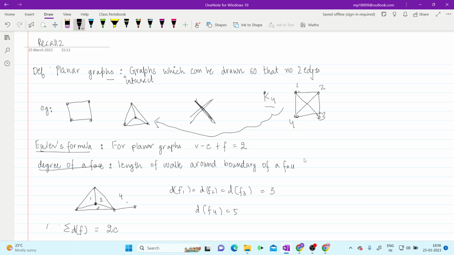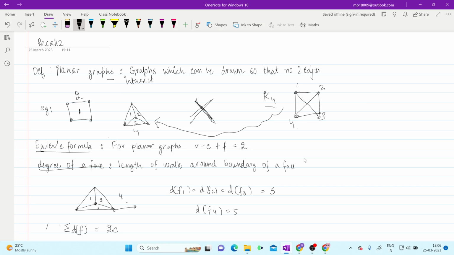We know what vertices are, what edges are. Faces are basically the areas bounded by the edges. So in this square we have two faces, the inward face and the outward face. When we are counting faces, always remember to count the outward one also. And in K4, how many faces are there? 1, 2, 3, 4. So these are the faces.